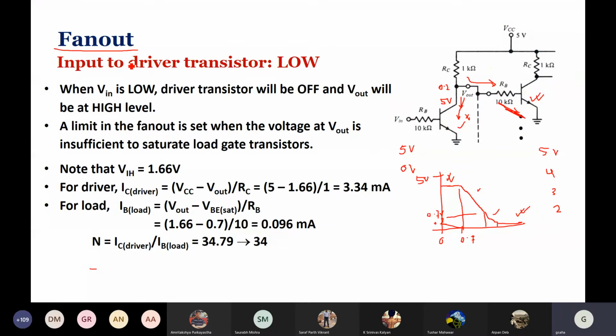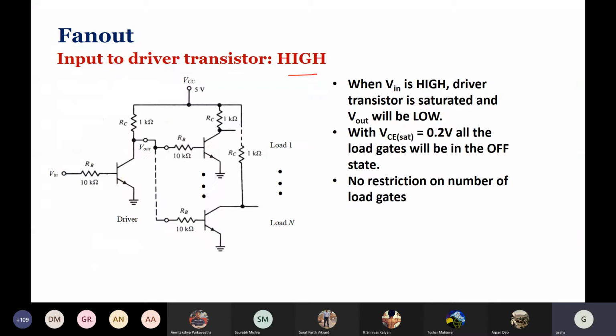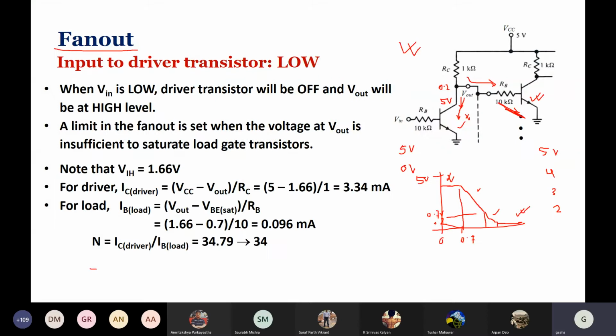Okay. And so for the circuit that we have considered, this simple circuit, we note that for input being high, there is no restriction on fan out. But for input being low, there can be a restriction on fan out. The number we can calculate by doing a little bit of quantitative analysis. Okay, so here we go.